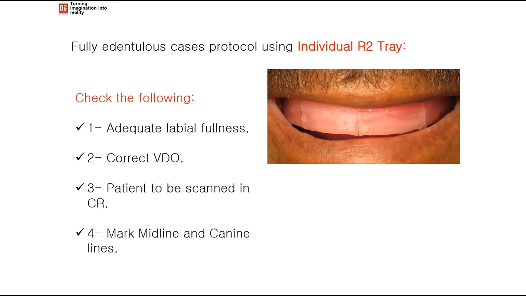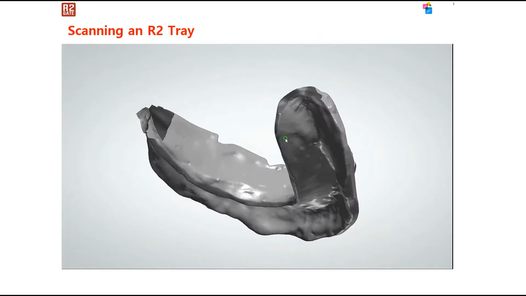So in the try-in, what you need to check is that we have good labial fullness, we have the correct vertical dimension of occlusion, we have the patient's centric relation, and we mark the midline, and we also mark the canine line, just like we do in a normal bite registration process when we're fabricating a denture.